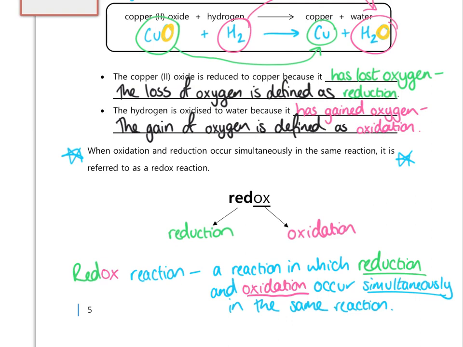You can't have one reaction taking place that is reduction and a separate reaction taking place that is oxidation and just call it redox. No, it must be happening in the same reaction. So what we've just looked at, copper oxide and hydrogen reacting together. The copper oxide is reduced because it loses oxygen at the same time as the hydrogen is oxidized because it picks up oxygen. It gains oxygen. So redox reaction, really important definition, is a reaction in which reduction and oxidation occur simultaneously in the same reaction.